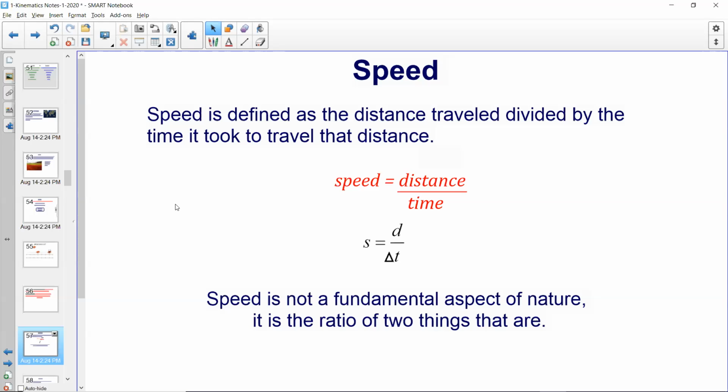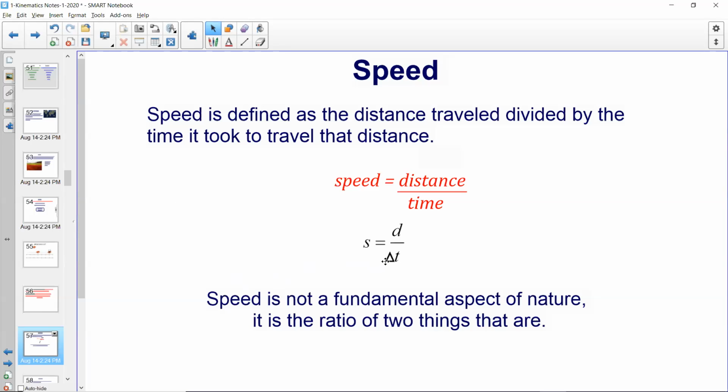So we've got a word definition there at the top. We've got more of an equation definition there in the middle, still a word equation. And then right underneath that, a more traditional formula, speed equals distance over change in time. And occasionally this little delta here, sometimes that will be missing. So you sometimes will just see it as d over t.